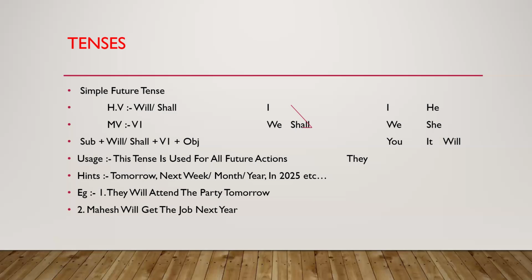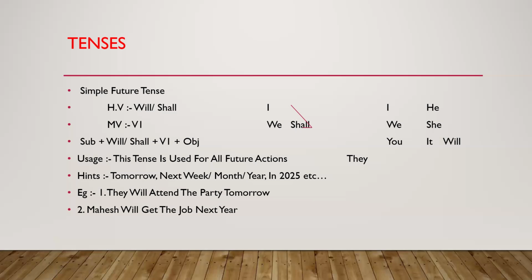In simple future tense, the helping verb will be will or shall and the main verb must be V1 only. The structure of the simple future tense is subject plus will or shall plus V1 plus object. This tense is used for all future actions. So the simple future tense is used for all the future actions.